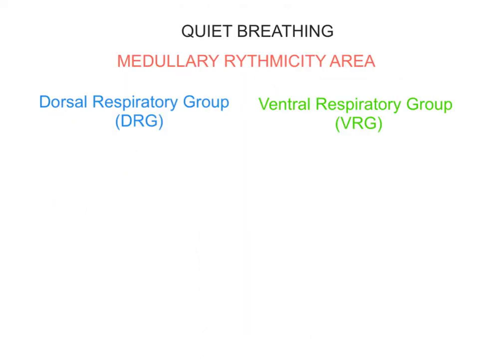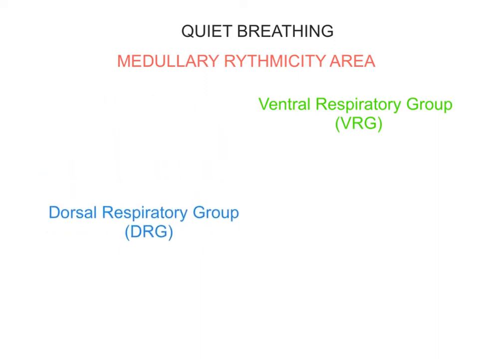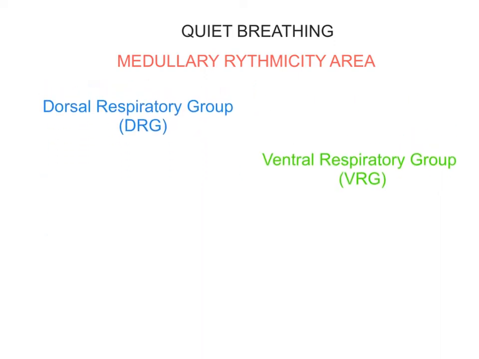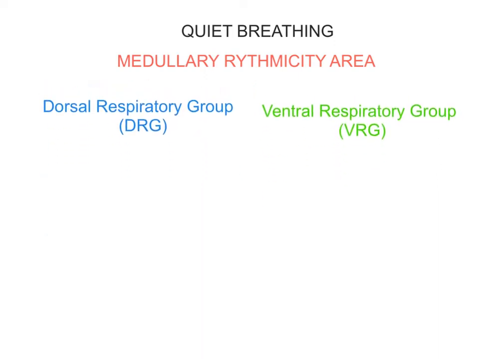First, let's talk about the control of quiet breathing. The control center for controlling the rhythm of breathing is in the medulla. It's called the medullary rhythmicity area, and it consists of two areas or two groups of neurons. There is the dorsal respiratory group and the ventral respiratory group.